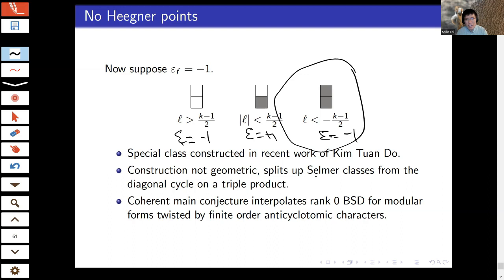The key point is, it does not come from some geometric cycles directly. It comes from the triple product. Given Tuan's construction of the cycle, we can deduce the rank zero BSD formula for modular forms twisted by anti-cyclotomic characters. You see, the incoherent main conjecture implies the coherent main conjecture by Euler system arguments.